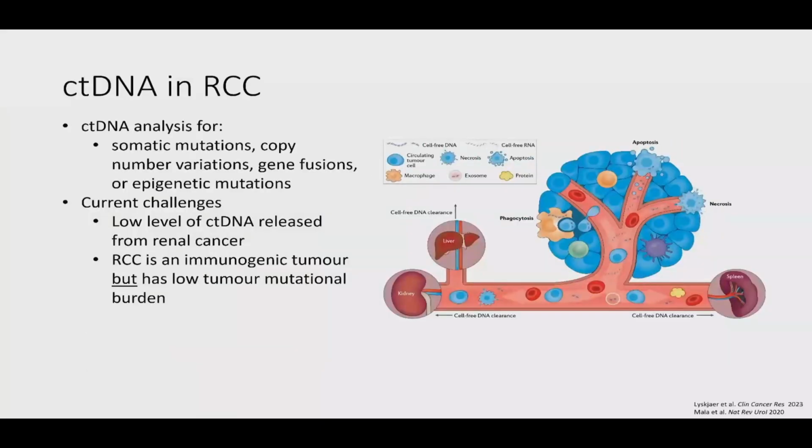In RCC, generally speaking, ctDNA is used to detect somatic mutations, copy number variations, gene fusions, and epigenetic mutations. But there are current challenges specific to RCC when collecting ctDNA. First, RCC is one of the lowest shedding cancers, and despite being an immunogenic cancer, it has a low tumor mutational burden, which makes it difficult to detect ctDNA on mutation assays.